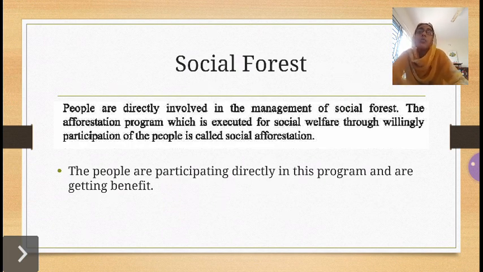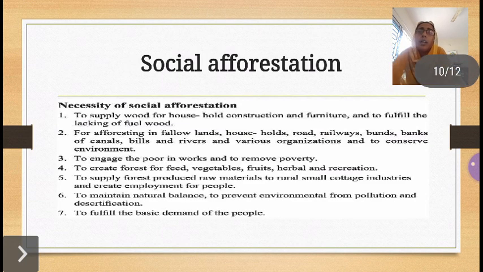And for that reason, people get very much interested to plant these trees and maintain these trees, because after some years they can benefit by selling wood. And then, the necessity of social afforestation, I have just copied from your textbook.